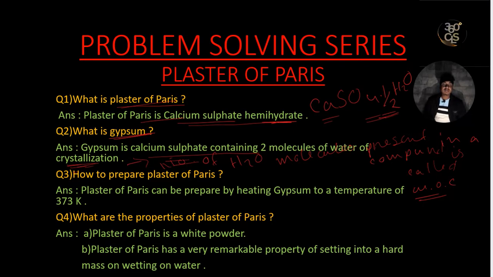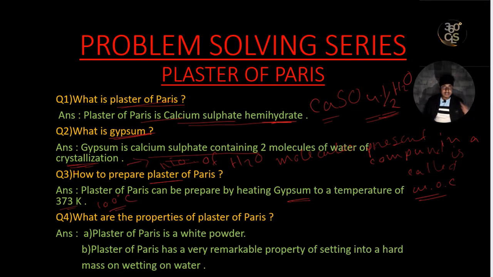Okay. So the next problem is, how to prepare plaster of Paris. This is very important. Okay. So plaster of Paris को किस तरह से prepare किया जाता है? The answer is, plaster of Paris can be prepared by heating gypsum. Okay, by heating gypsum to a temperature of 373 Kelvin, that is 100 degree Celsius.